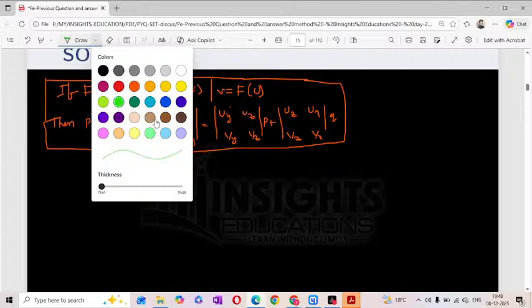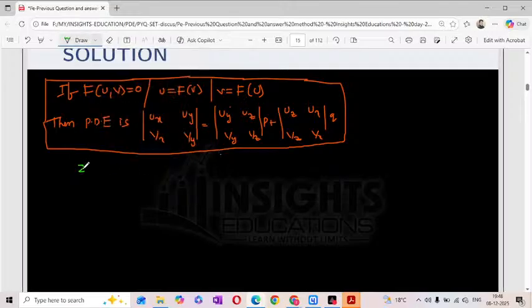Now come to our question. Our question is z is equal to f of x minus y. What is our u here? You can take u as anything, either z or x minus y. Similarly v. If u is equal to z, then v is equal to x minus y. If u is equal to x minus y, then v is equal to z. That is our choice.